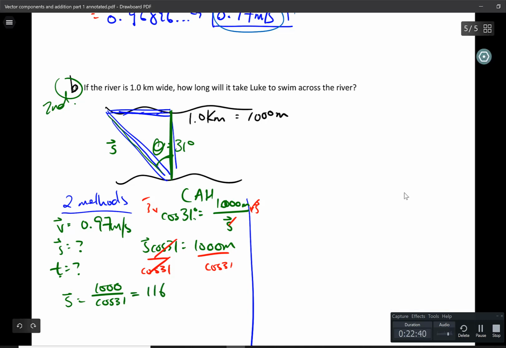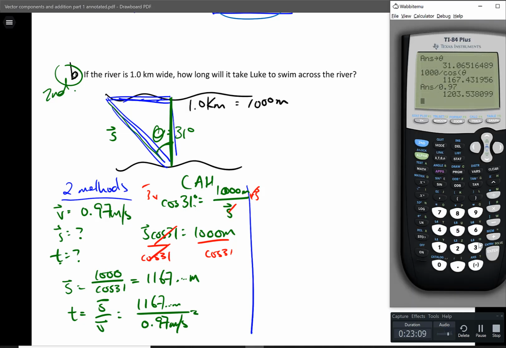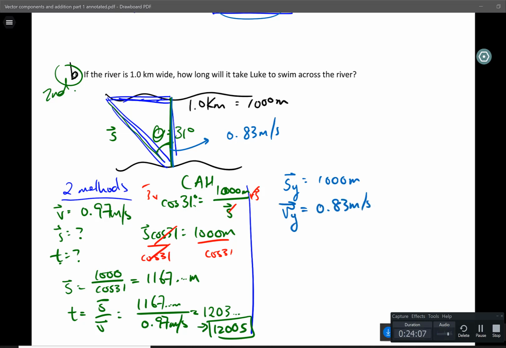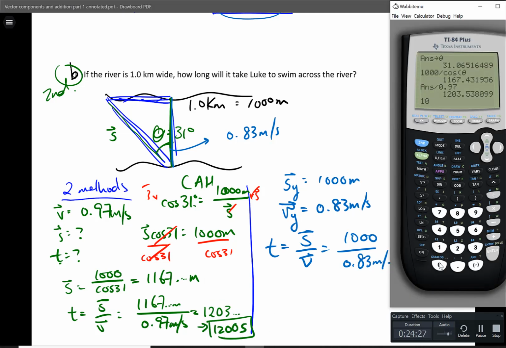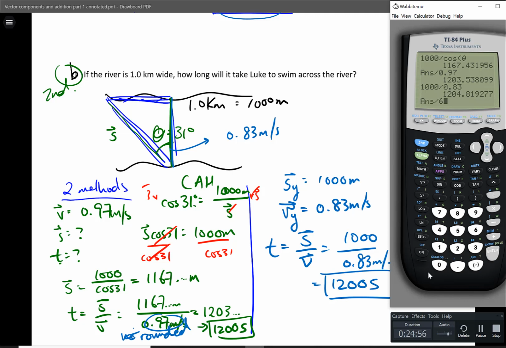So I get 1,167 meters, which is a little bit larger than the 1,000. And I take that divided by my velocity, giving me my time of about 1,200 seconds. So then the second method I will only use the vertical components. So I have the 1,000 meters, I have my velocity in the vertical direction, 0.83. Divide the two together, I get a time that is also close to 1,200 seconds. And that's roughly about 20 minutes.